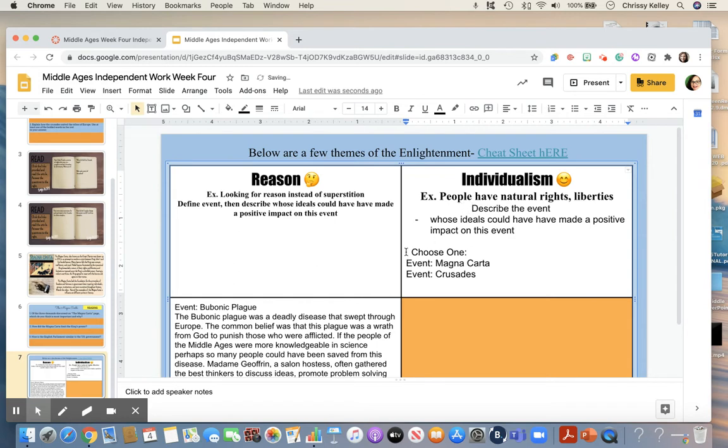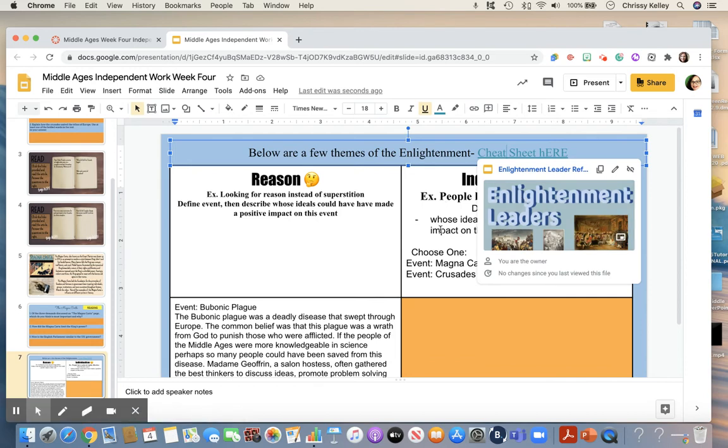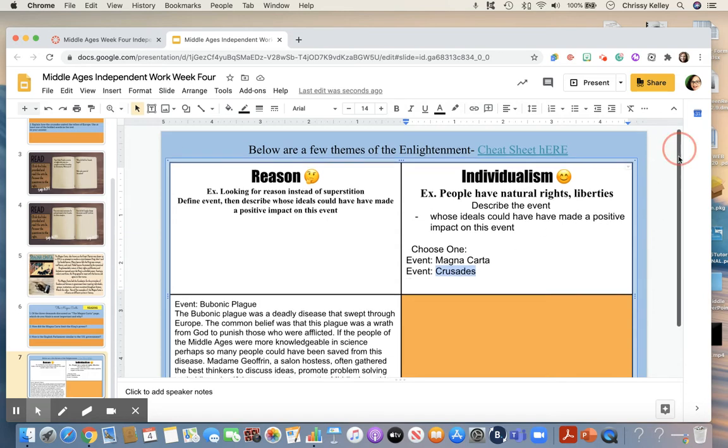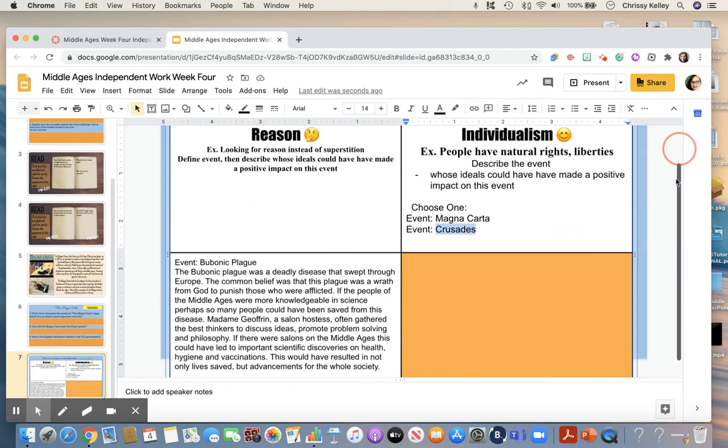So first you're going to decide, are you going to talk about the Magna Carta? The Magna Carta is all about the premise that the kings must also obey the law, and of course, it did other things as well. So whose idea do you think could have influenced the Magna Carta? Now, what about the Crusades? You're going to tell me about the Crusades, what they were, what their purpose is, and then whose ideas could have made a positive impact on this event.